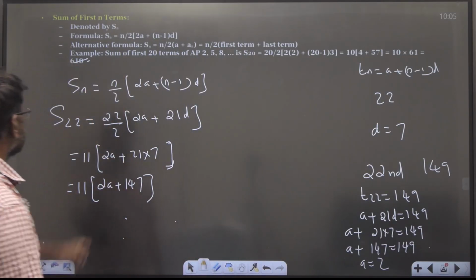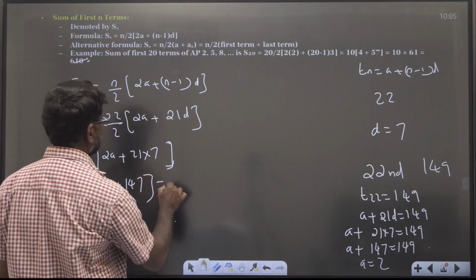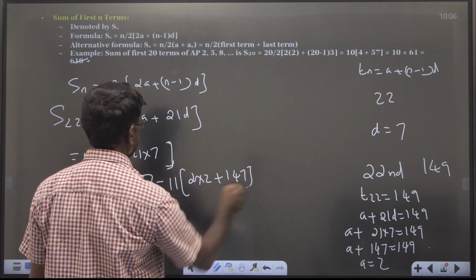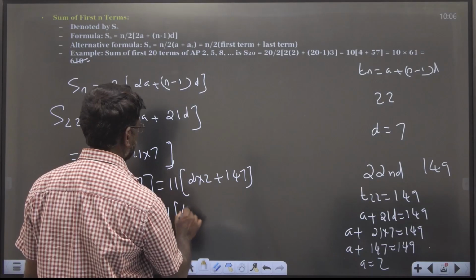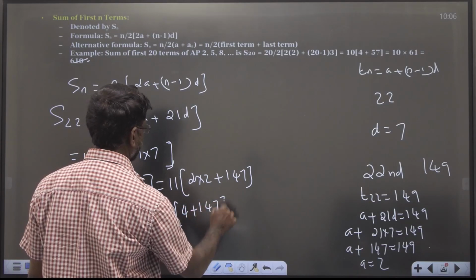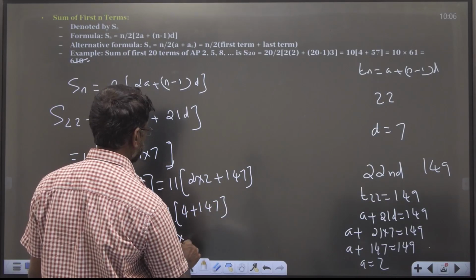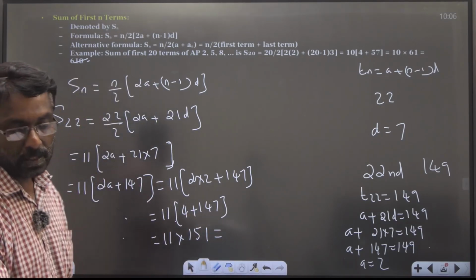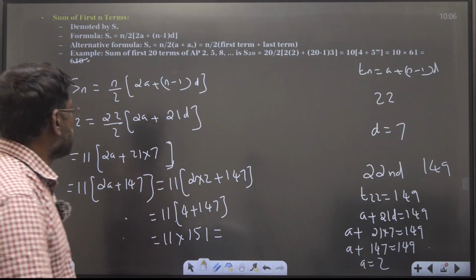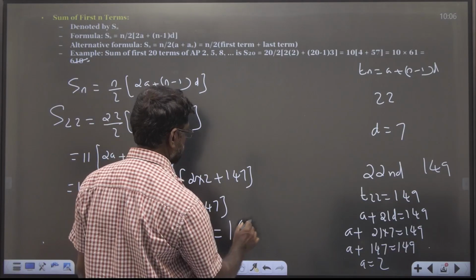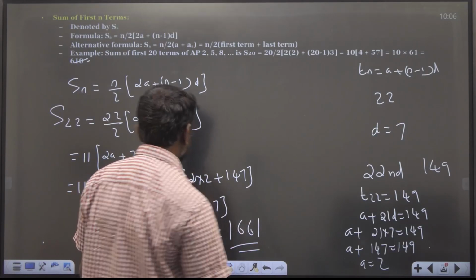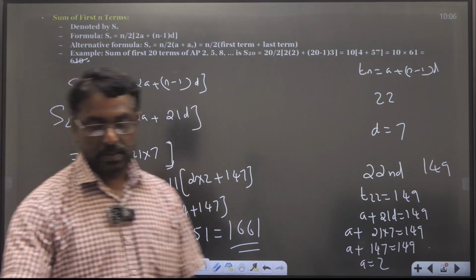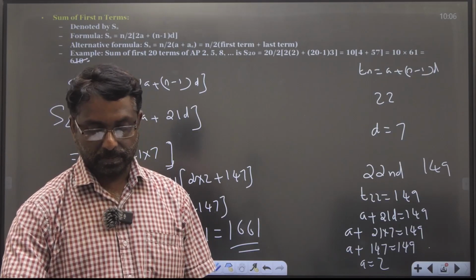Now you can substitute the value of a here. That is 11 into 2 into 2 plus 147. That is 11 into 4 plus 147. That is 11 into 151, since 147 plus 4 is 151. 11 into 151 is equal to 1661. That is the answer.